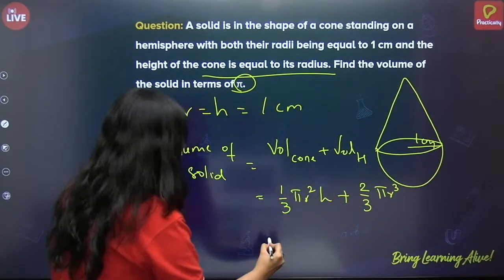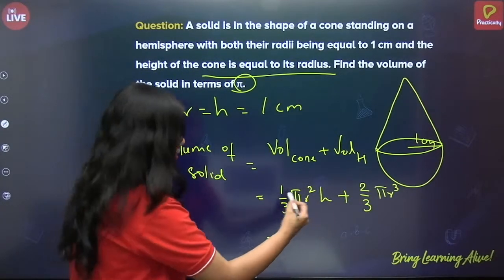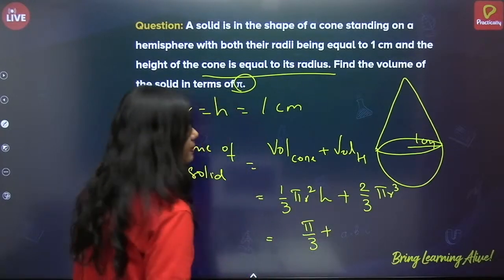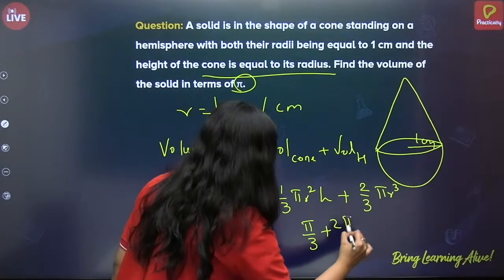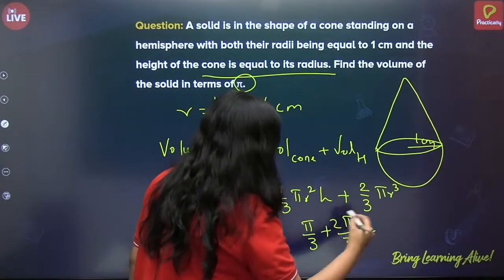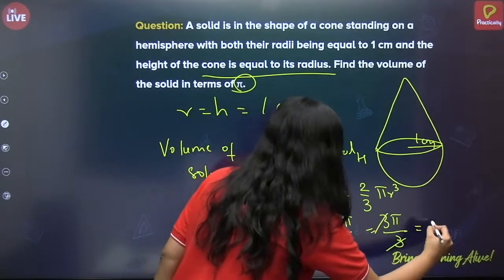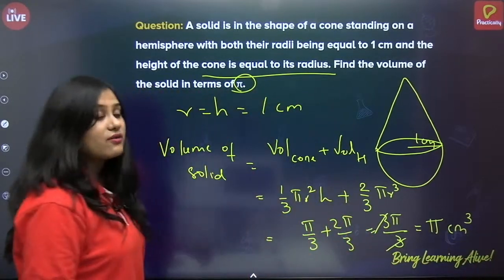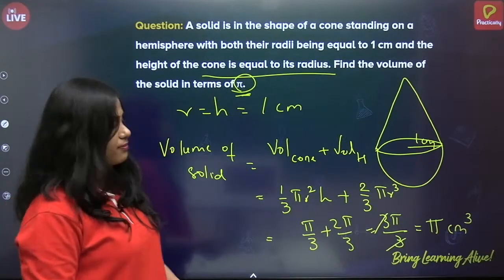So substitute r is equals to h is equals to 1. So 1 square into 1, 1. So 1 into pi by 3. Pi by 3 plus, again r cube, 1 cube, 1. So 2 pi by 3. That is nothing but 3 pi by 3. 3 cancel. So it is pi centimeter cube. Since they have asked only in the terms of pi, no need to substitute the value of pi.